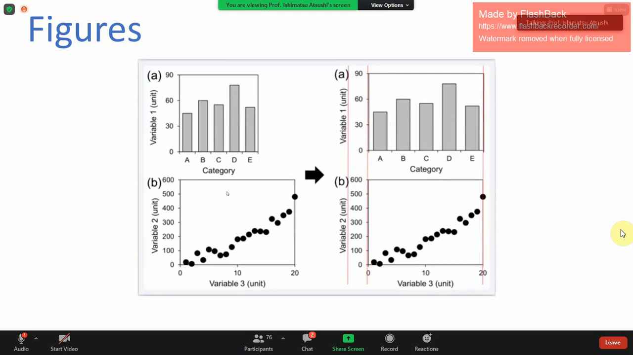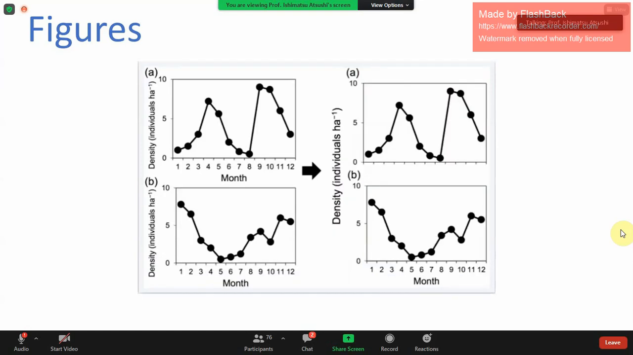And also, the label for y-axis should be aligned, like here, not like here. Okay, align, align, align. Okay. Maybe one more. Okay.